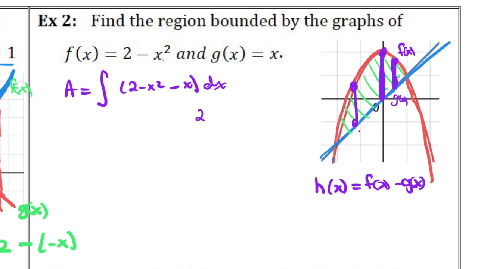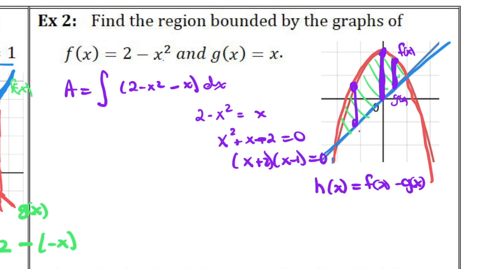Endpoints. We're going to have to take 2 minus x squared, set it equal to x, and solve it. So we will have x squared plus x minus 2 equal to 0. So we have x plus 2 times x minus 1 is 0, which tells us our endpoints are at negative 2 and 1. Integrate your problem. Once again, as I said, only use a calculator if the problem indicates you need a calculator. And we will have 2x minus x squared over 2 from negative 2 to 1.